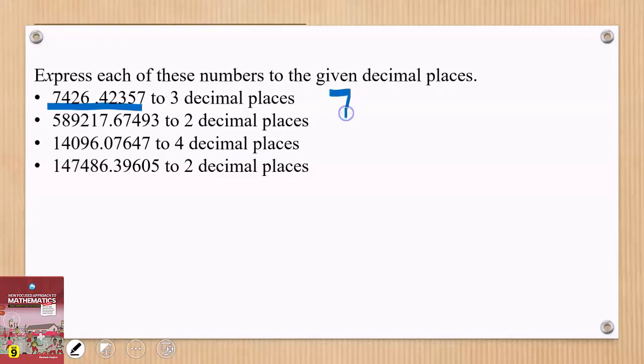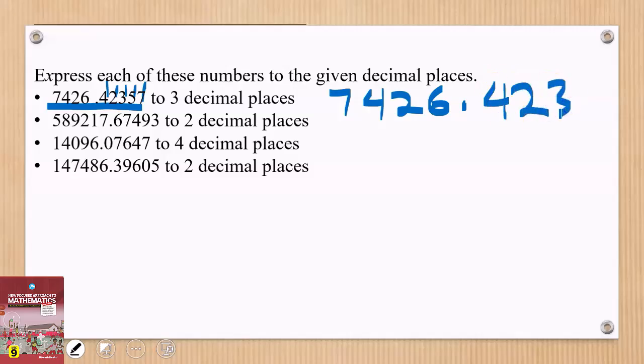So first we repeat our number, 7426 point. Now remember that for decimal places we always count to the right after the decimal point. After the decimal point we have 4, 2, 3, 5, 7. And so we count from that point. We are going to count 3: 4, 2, 3. Now the number that follows the 3 is 5. And because it's 5, it can be rounded up. So we add 1 to make it 4, and that becomes our answer. Here we don't need to put zeros behind it because those zeros become insignificant in this context. And so our answer becomes 7426.424.